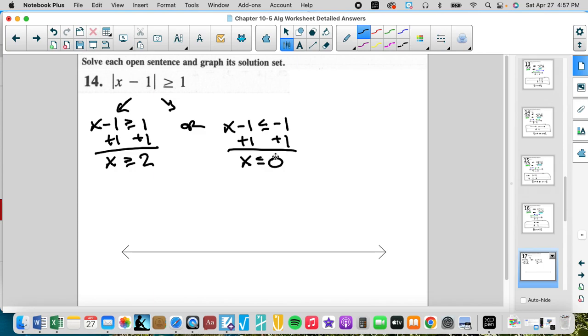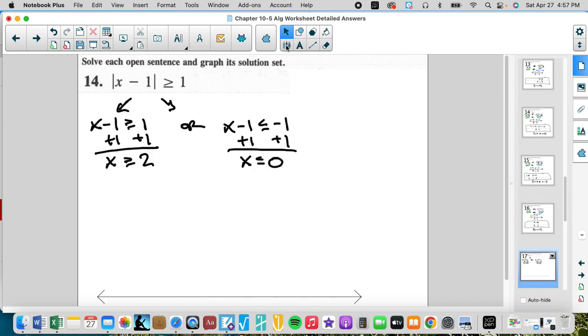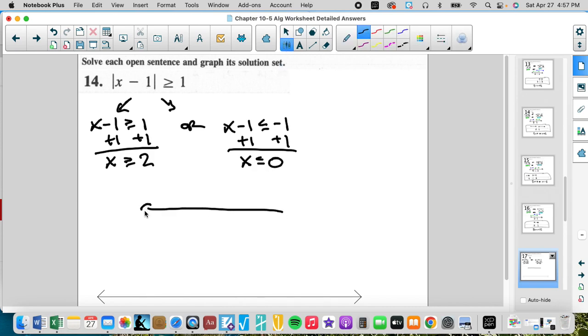Less than or equal to 0. Let's do our sketch. We have 0, 2. Let's highlight. We have green. X is greater than or equal to 2. That's going to be a closed circle going like that. X is less than or equal to 0. Closed circle going like that.